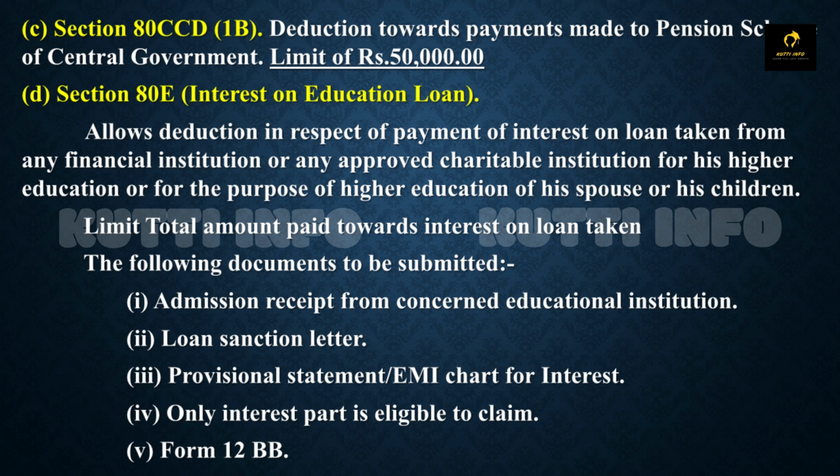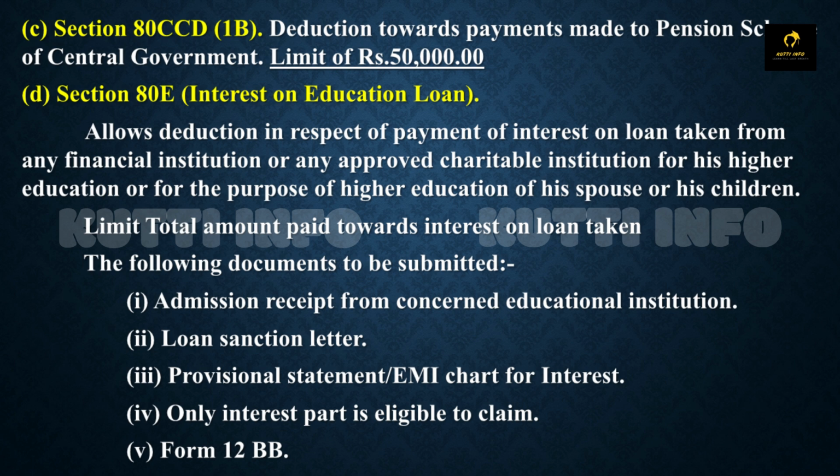Section 80E, interest on education loan. Allows deduction in respect of payment of interest on a loan taken from any financial institution or any approved charitable institution for his higher education or for the higher education of his spouse or his children. Limit: total amount paid towards interest on the loan taken. The following documents are to be submitted: admission received from the concerned educational institution, loan sanction letter, provisional statement, EMI chart for interest. Only the interest part is eligible to claim.